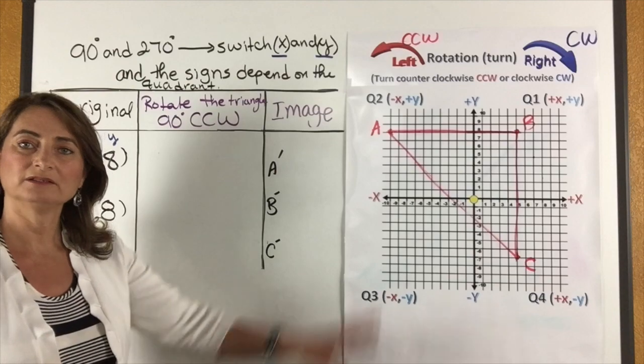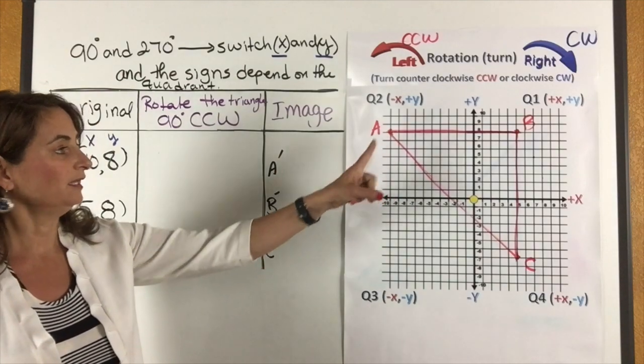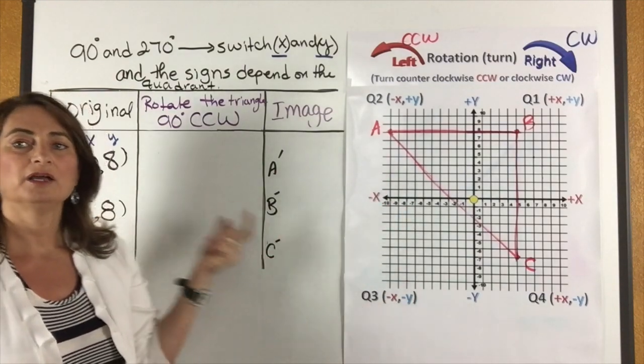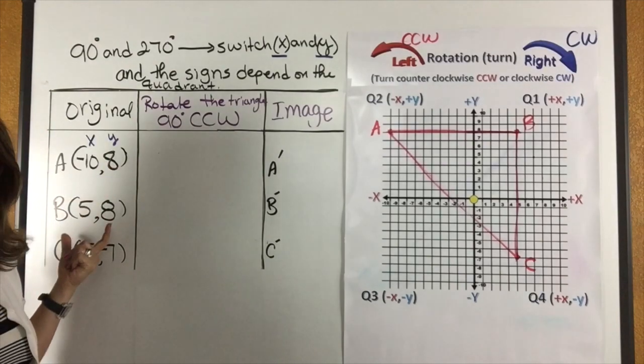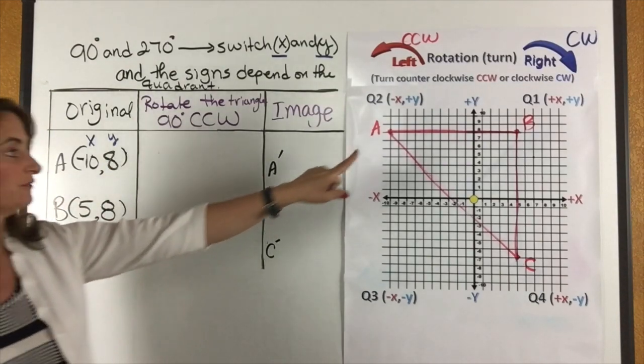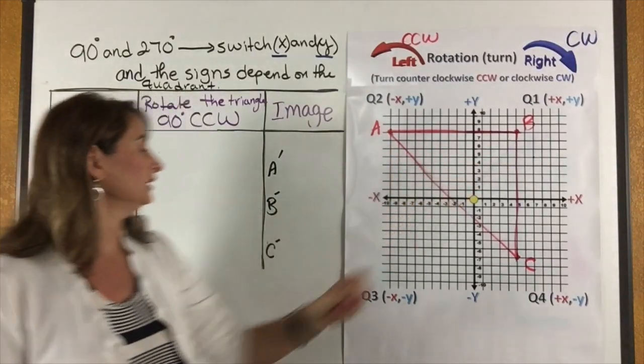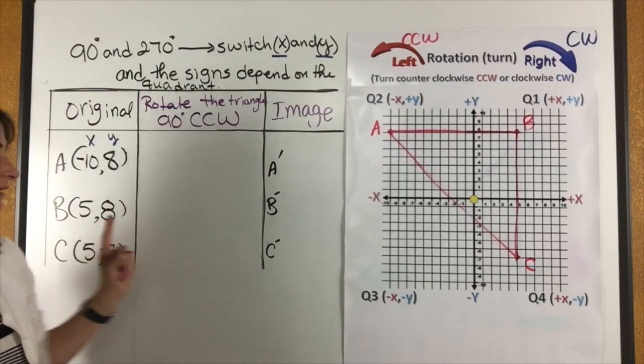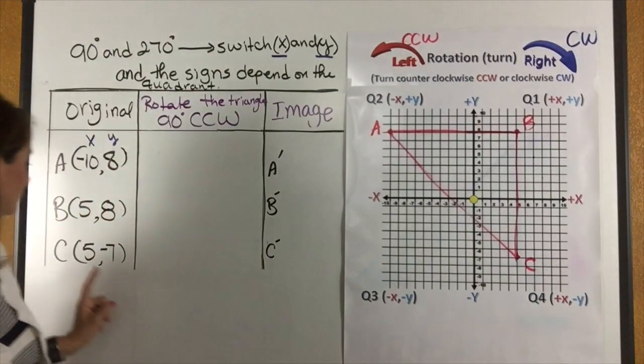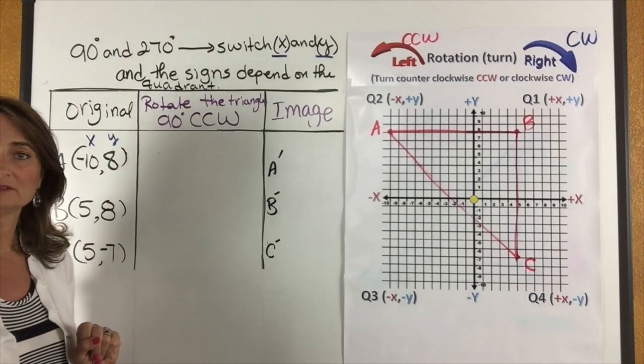Now here's a triangle in a coordinate plane, ABC. I wrote the coordinates of the original vertices. Vertex A is negative 10, 8. Vertex B is 5, 8. And vertex C is 5, negative 7.